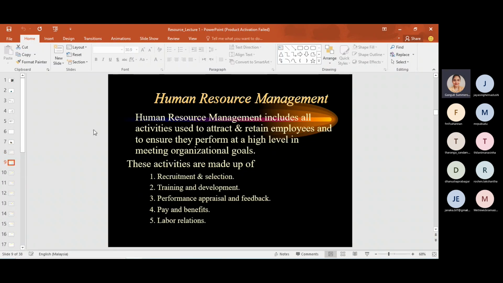Human resource management includes all activities used to attract and retain employees and to ensure they perform at a high level in meeting organizational goals. So when it comes to human resource management, we should hire employees, right? We should attract employees. Attract employees means we should hire employees. And once you hire employees, you should retain your employees as well.